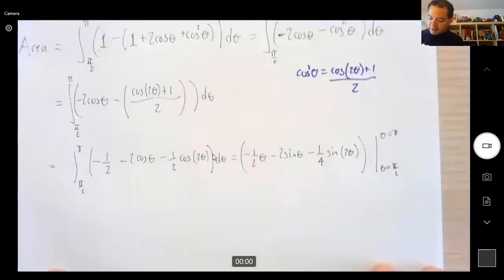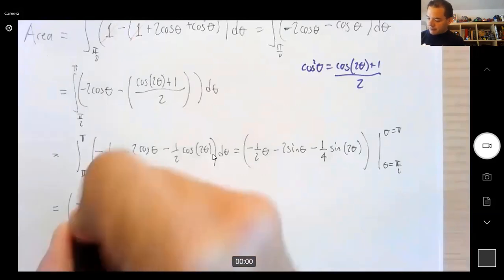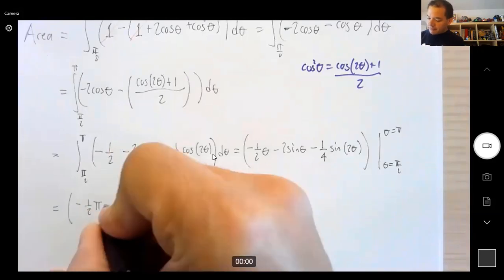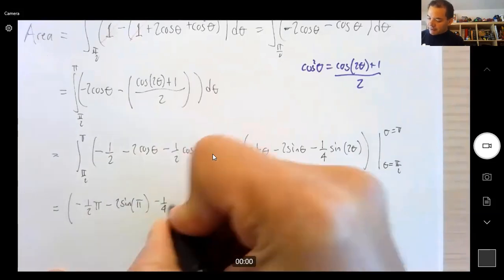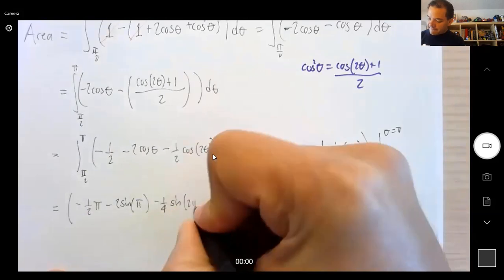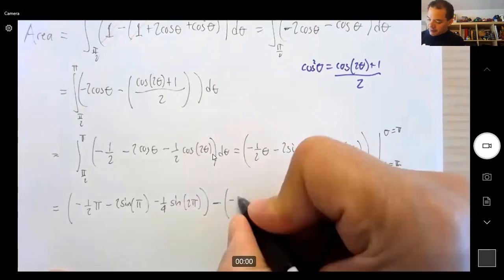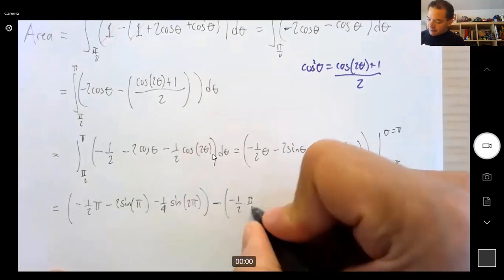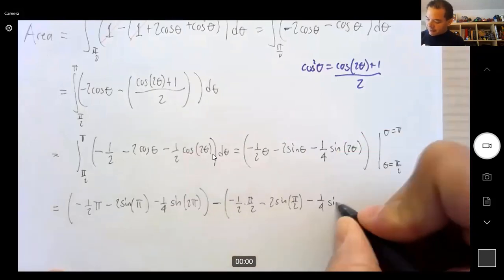All right? Let's carry it out. It will be negative a half of pi, minus 2 times sine of pi, minus 1/4 sine of 2 pi, minus, and then plug in pi over 2: negative a half of pi over 2, minus 2 sine of pi over 2, minus 1/4 sine of pi.